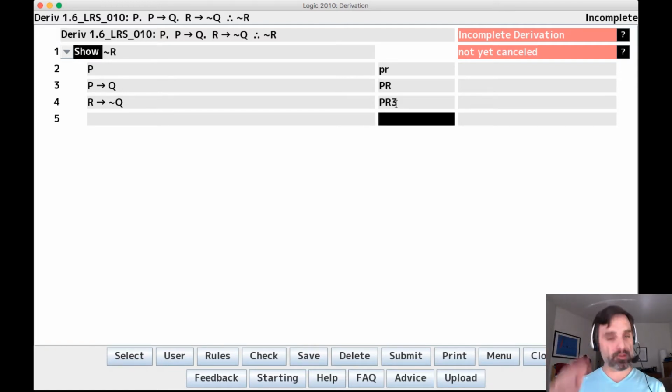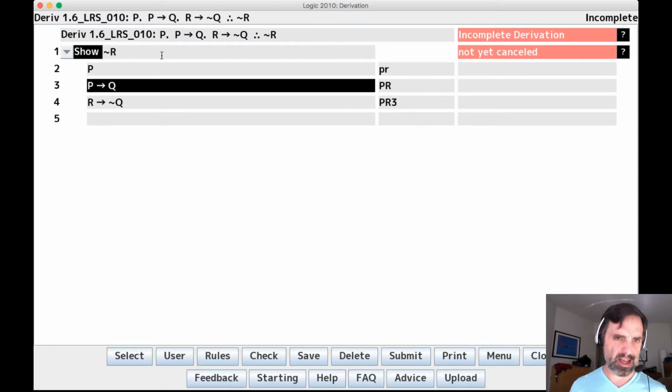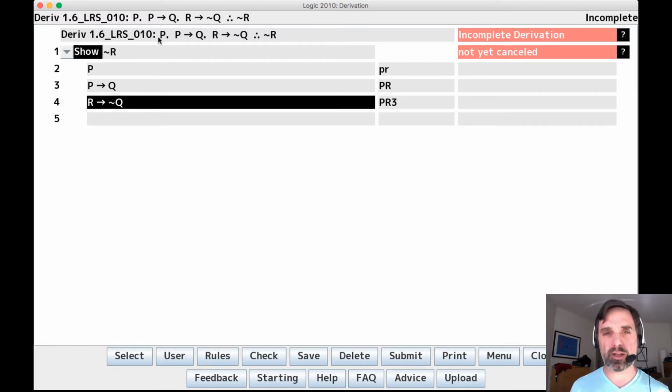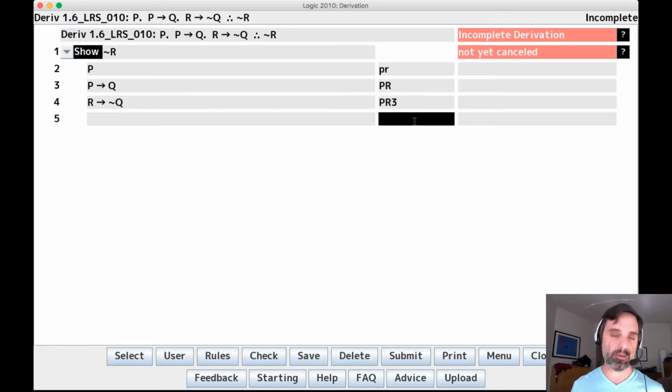You don't have to enter all your premises immediately, but it's helpful to do because you can see them all separately. It's easier to see I have these three premises than it is looking at this with the periods and all on the same line. So you want to put in all the premises because you're going to have to use them anyway, and now you can see them.